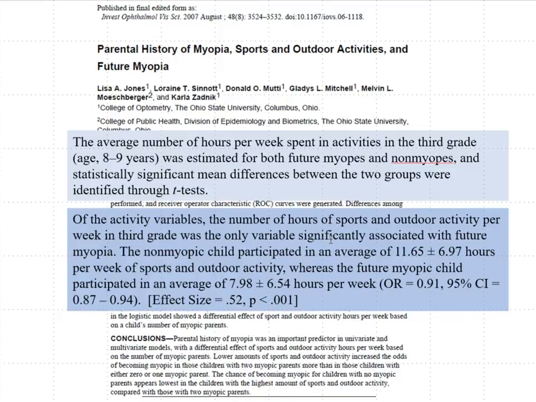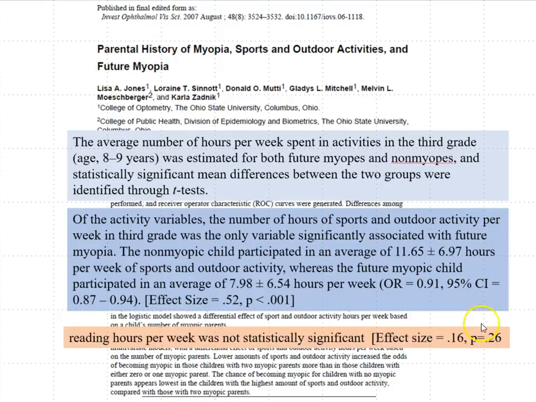What they found was that the only variable that was significant was the hours of sports and outdoor activity. There was no significant effect of near work. And that was not what anybody was expecting. Everybody expected that near work would be the problem and outdoor activity would not.